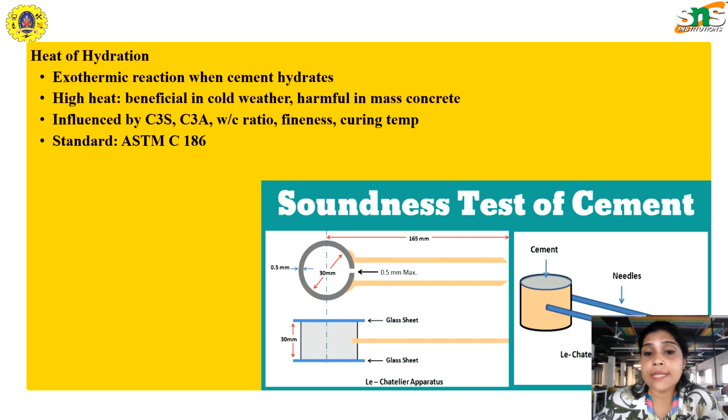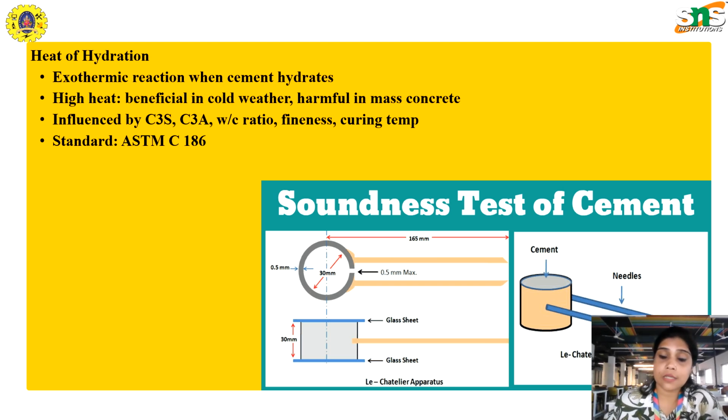Now, this heat can be both beneficial and harmful. In cold weather concreting, the heat helps maintain curing temperatures, preventing the concrete from freezing. However, in massive concrete structures like dams, too much heat can lead to differential expansion and cracking. Therefore, special cements called low heat cements are sometimes used in large structures to control thermal stress. The standard procedure to measure this property is given in ASTM C186.